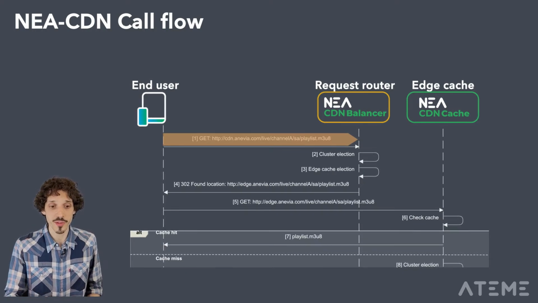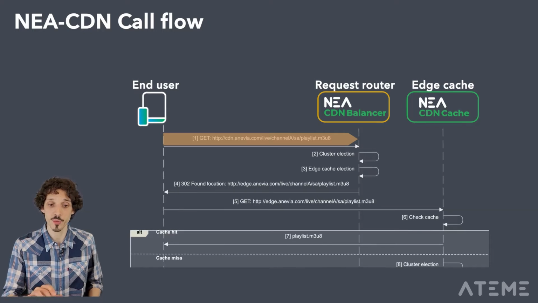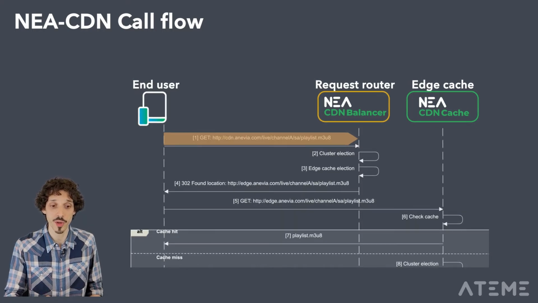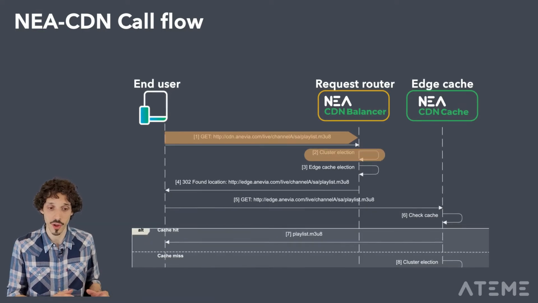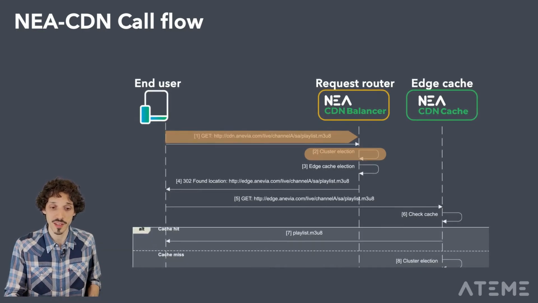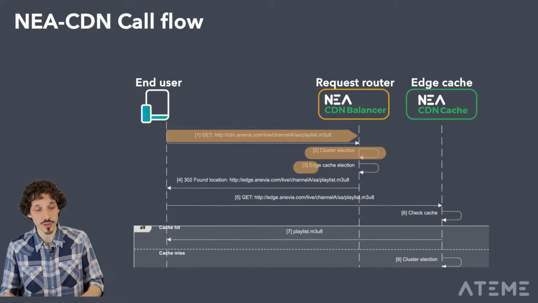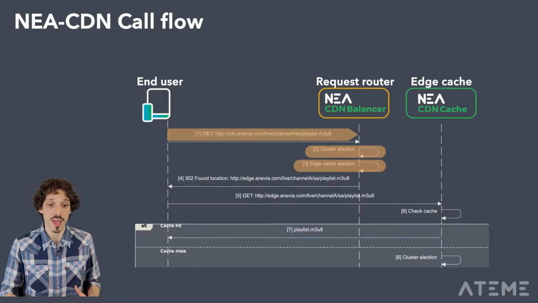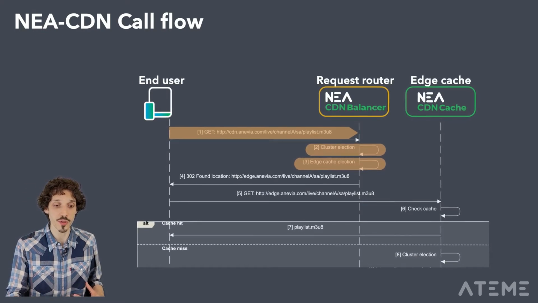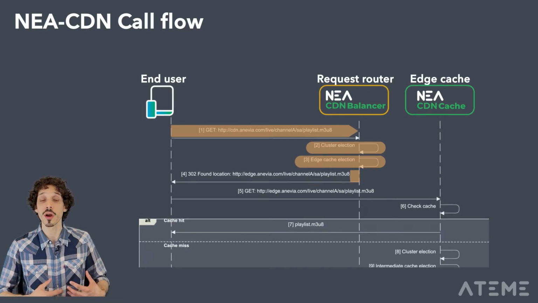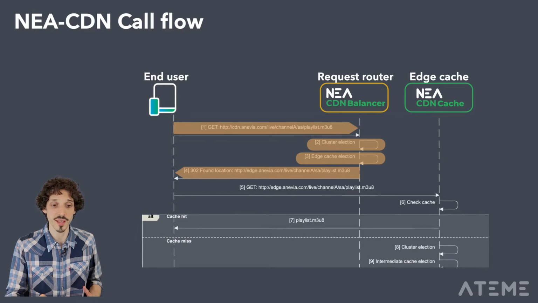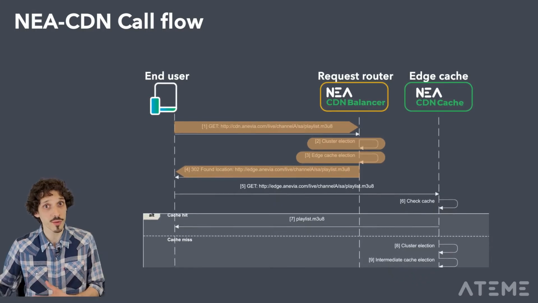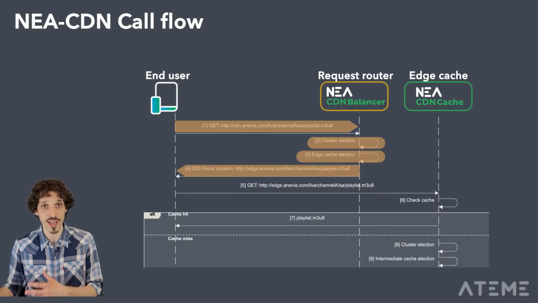So the request arrives to NEA CDN Balancer, and as we explained, NEA CDN Balancer is going to check the most appropriate source cluster to serve the content. Then once it finds it, it will select one server inside this cluster, and then respond to the end user with the 302 response code stating your content is located here. Go send a new request for that content to that edge server.